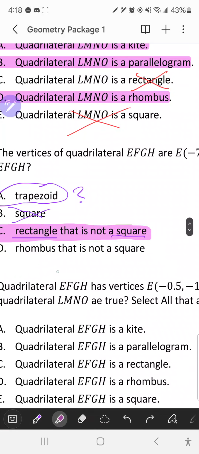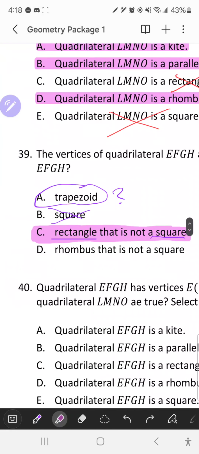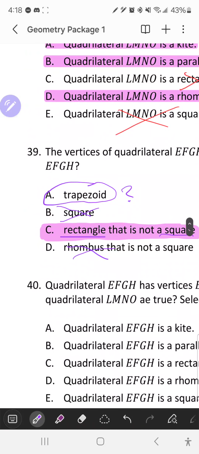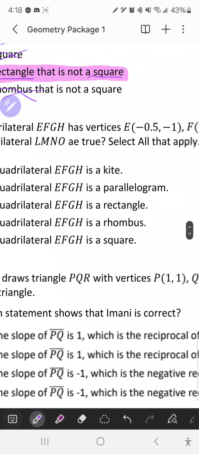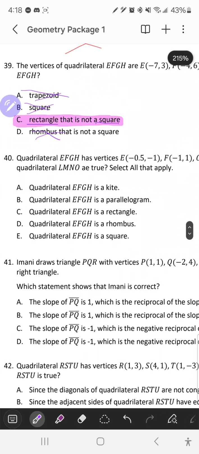And now a rhombus that is not a square. A rhombus also requires the four sides to be equal, so this is basically nonsense. And since we have a better response, which is this one, it is also not a trapezoid. Now 40.